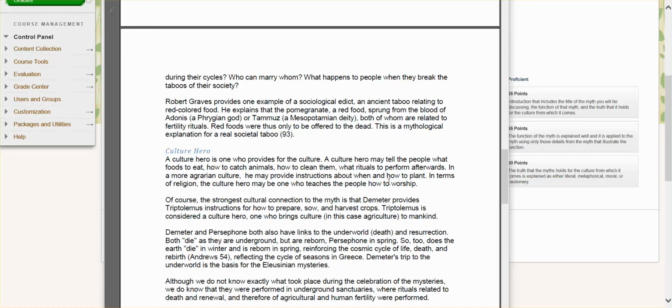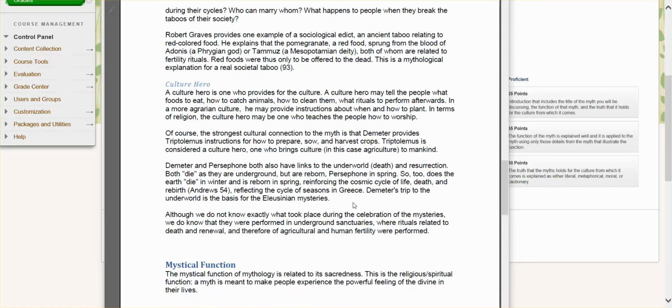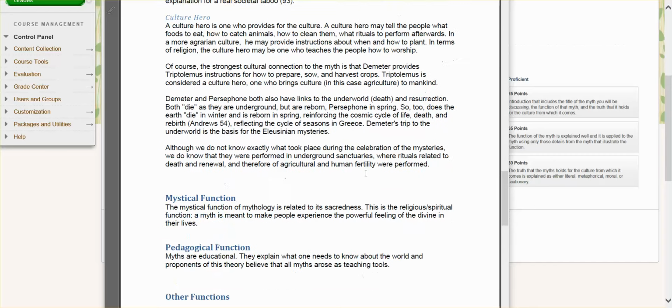In the Demeter and Persephone myth, one culture hero is Demeter, and she explains to Triptolemus, one of the other characters, how to prepare the ground, sow the seed, and harvest for better yields. So there's an agricultural connection there. And she also establishes what are known as the Eleusinian mysteries. We'll talk more about them later, but that's a particular religious cult of the time. So a culture hero brings culture, just as the name implies, to a group of people.